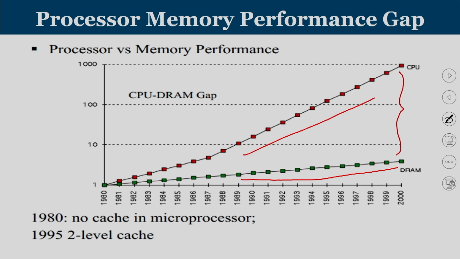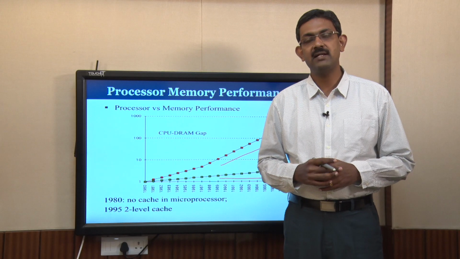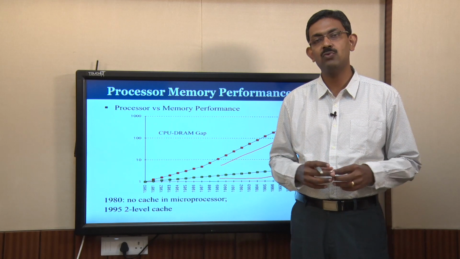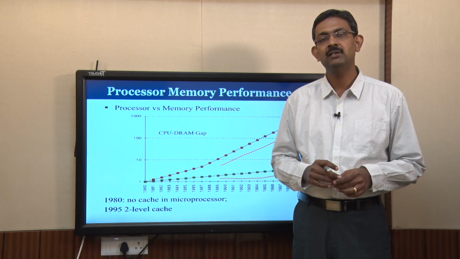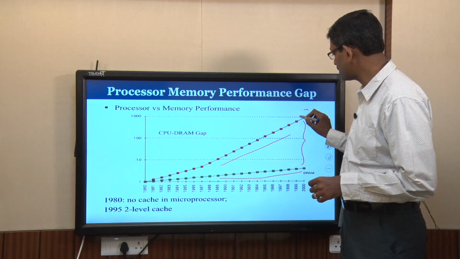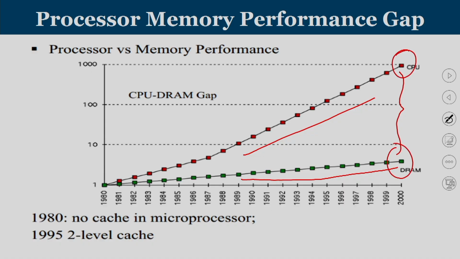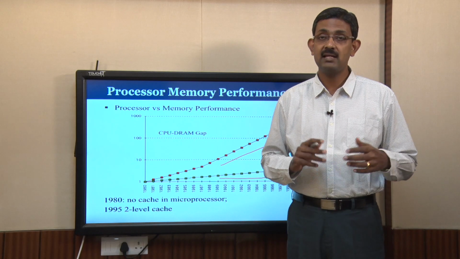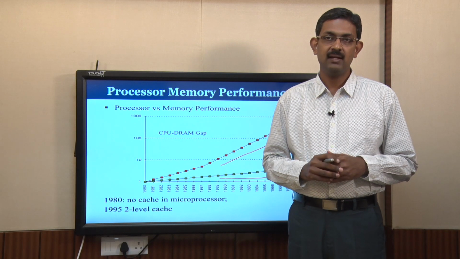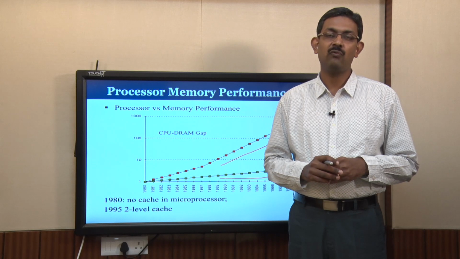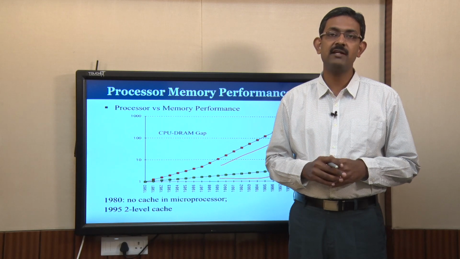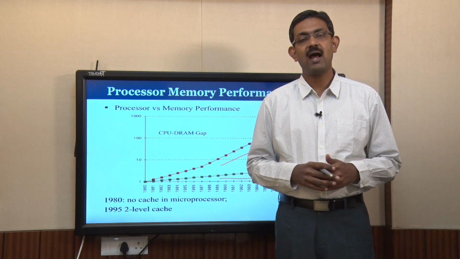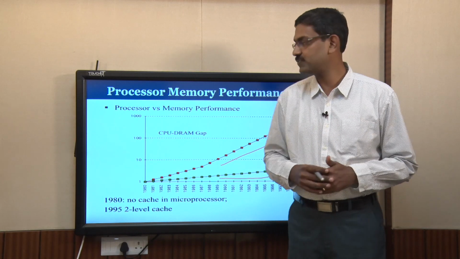That means, if some activity is happening in the CPU, like decoding of an operation or performing an ALU operation, these things will be relatively very fast, whereas activities like instruction fetch and memory access will be relatively slow. This led to an imbalance in the speed of operation of processor related activity and memory related activity. To mitigate that, a hierarchy of memory structure was proposed.